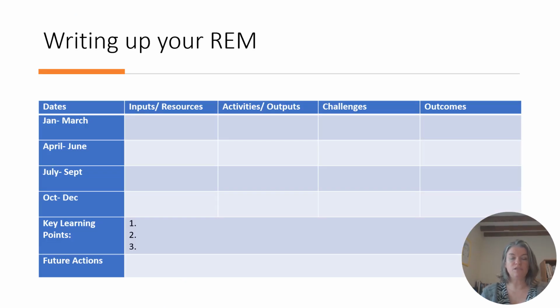You can write up your findings as a narrative, but I think this also works well, where you organise your REM data into a table. This is just an example: say you've done it over 12 months, you look back at those in 3-month blocks, what resources you had, what activities and outputs, what were the challenges, what were the outcomes, and then cluster all the learning points at the bottom. And I think it works well if you then bring those together under different themes just to make it coherent. And then that all leads into your future actions or your future recommendations. So this can be quite a good way of bringing together that very messy data and presenting it in an accessible way.